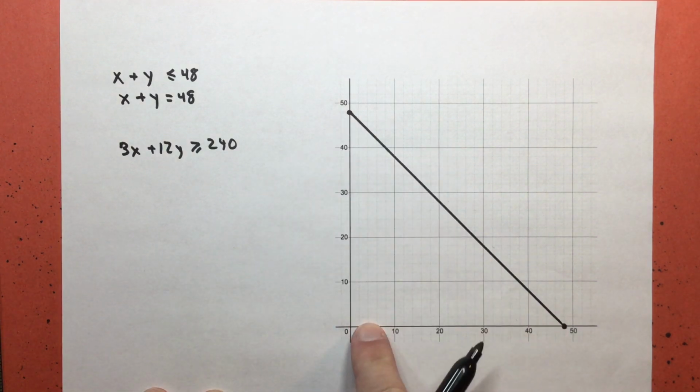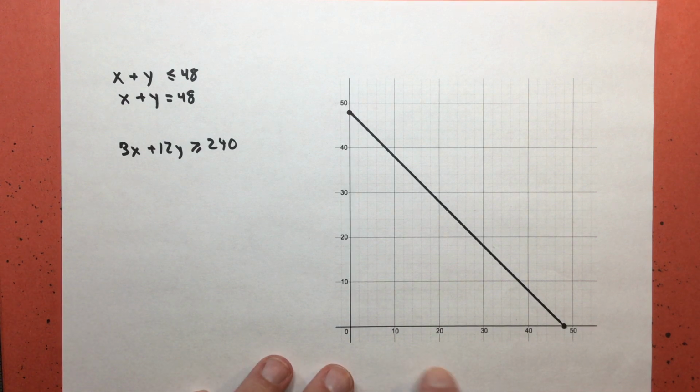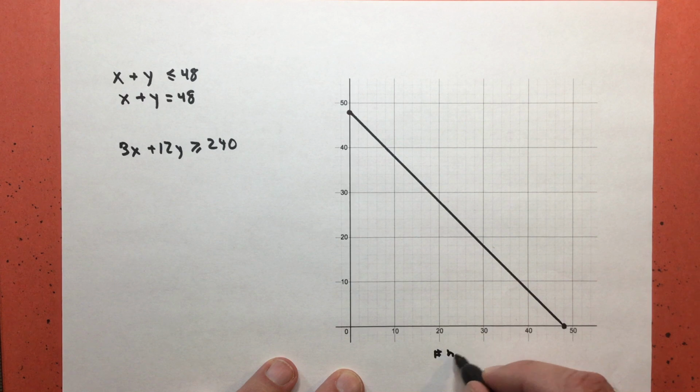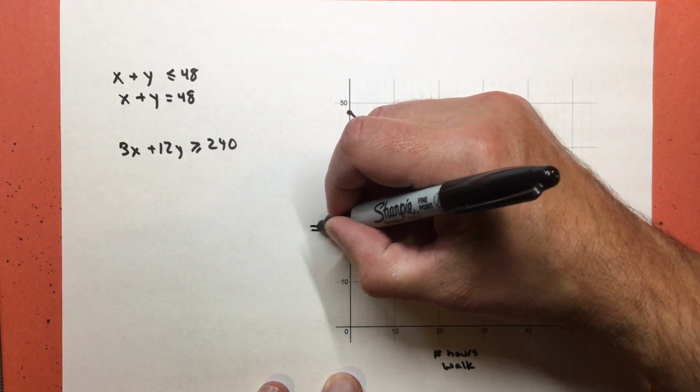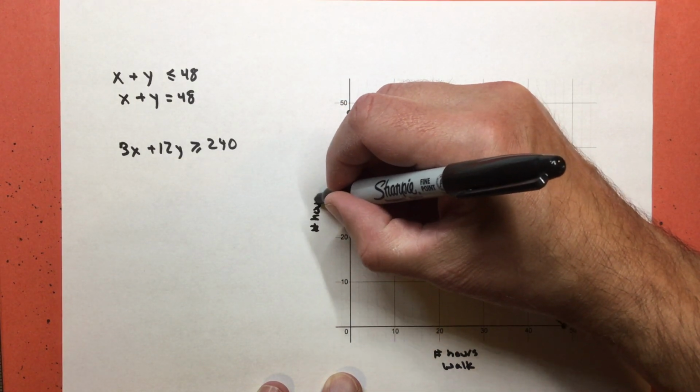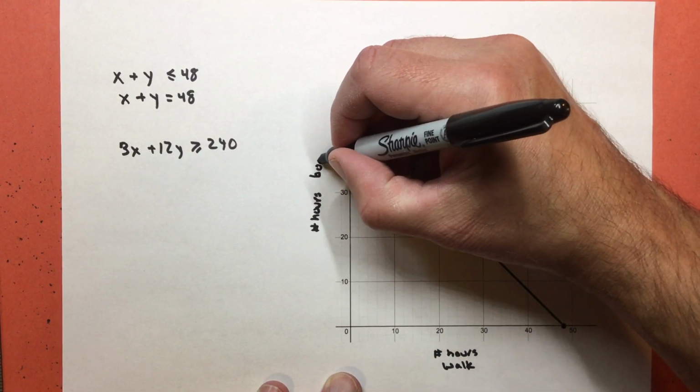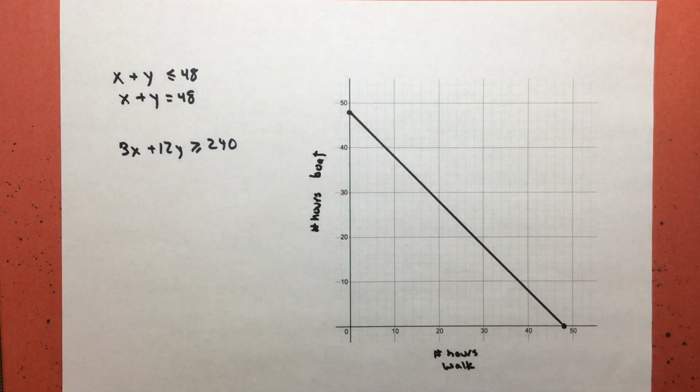Why? Because what do these represent? My x represents, I should have done this at the beginning, the number of hours that the expedition is going to walk, and this is going to be, I'll write it sideways, the number of hours that they are going to be in the boat. And since time is not negative, I have to stop when I get to my zeros.